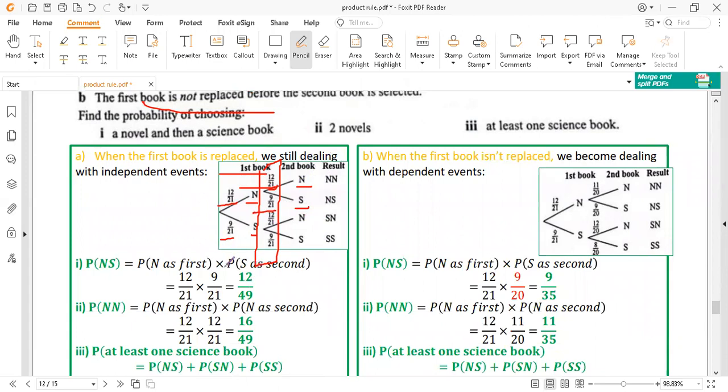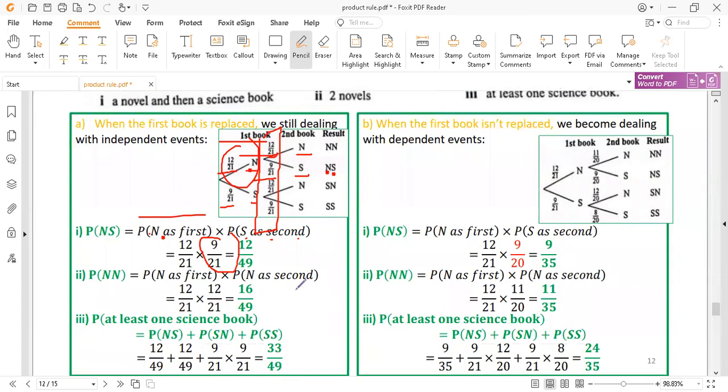So what is the probability of obtaining a novel for the first book and science for the second? Novel as first, science as second. Novel as first is 12/21. We can use here the multiplication, the product rule. Nothing prevents us from doing that.